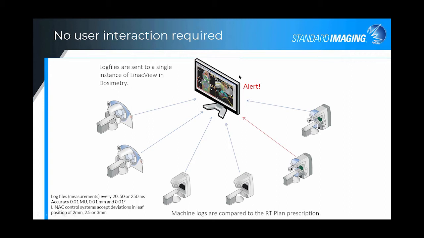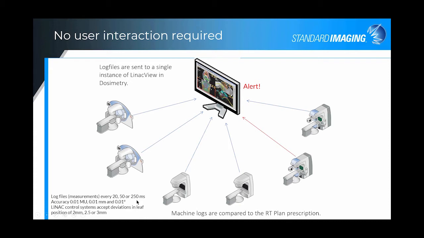Also, of course, there's always email alert, which is in some ways more common for the physicists, and then they can just head on over to the Linac if they get an email alert, or remote in if this software is installed elsewhere. And so you could have multiple Linacs on your network, all getting monitored by your single instance of LinacView. The machine logs are compared to the RT plan prescription.